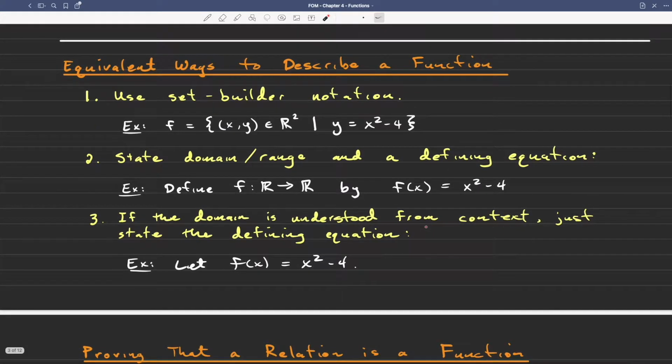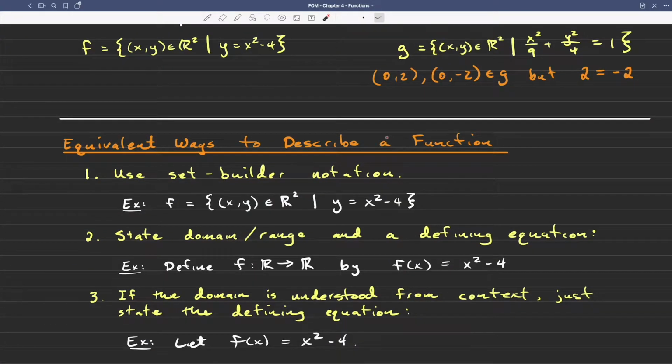Next little topic that I want to mention is that there are equivalent ways to describe a function. The first and most foolproof is to use set builder notation. Functions are relations and relations are sets, so if you describe your function as a collection of ordered pairs, then you can't go wrong. It's maybe the most bulky way to define a function, but it's the most foolproof as well. In this first notation, f is a set of ordered pairs in R squared, with a defining equation, y equals x squared minus 4. That's the one we did at the top, that parabola on the left.